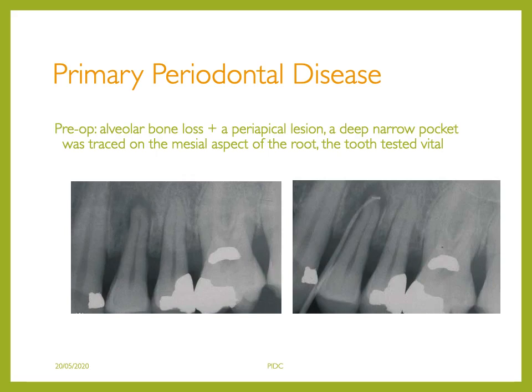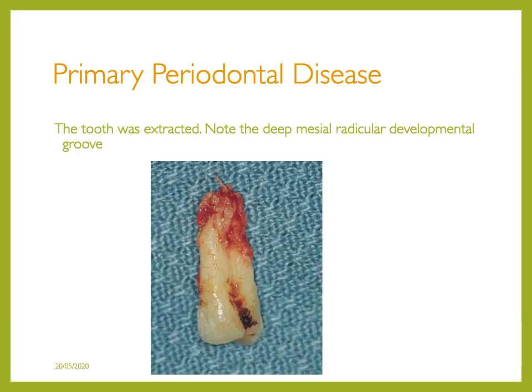Another example, you can see there is a deep alveolar bone loss and a periapical lesion. You can see a GP tracing and it is traced along the mesial aspect of the root, and the tooth tested positive to the vitality test. After extraction, you can see a mesioradicular developmental groove which acts as a portal of entry for the bacteria.